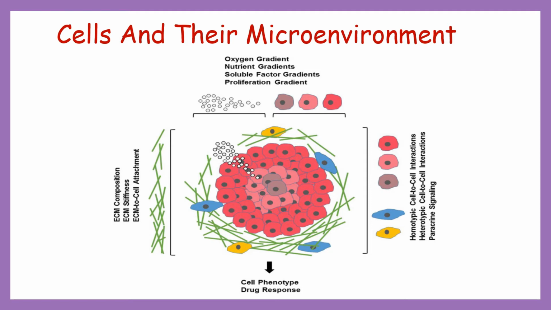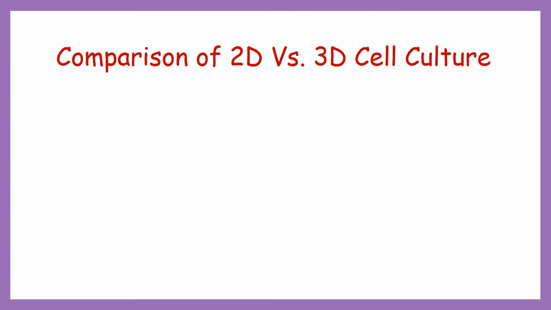These matrices help the cells to be able to move within their spheroid, similar to the way cells would move in living tissues. The spheroids are thus improved models for cell migration, differentiation, survival, and growth. Now let's compare the 3D cell culture with 2D cell culture.